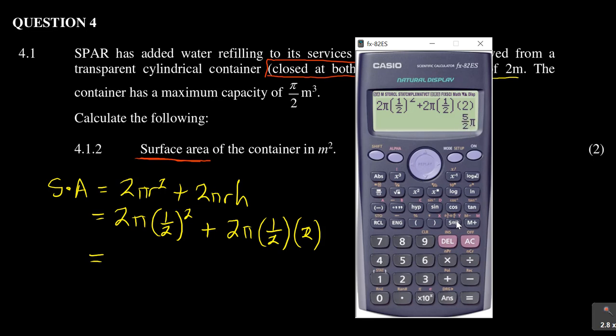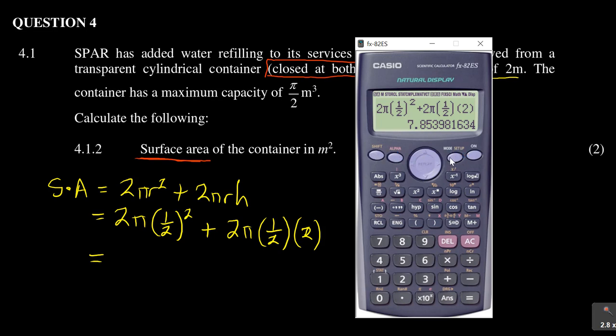Now this 5 over 2 pi, if you press SD, is equal to 7,8539. Now to round off to 3 decimal places, as I can see, it's 7,8539, which is 7,854. But I told you, you can round off with your calculator.